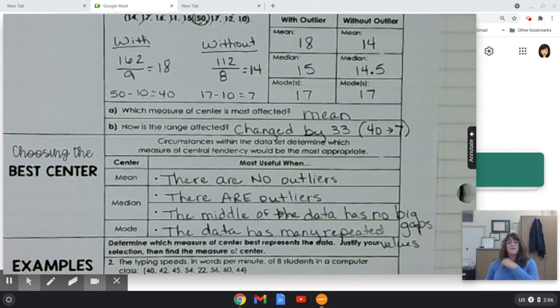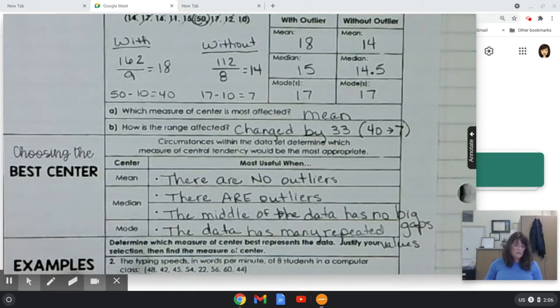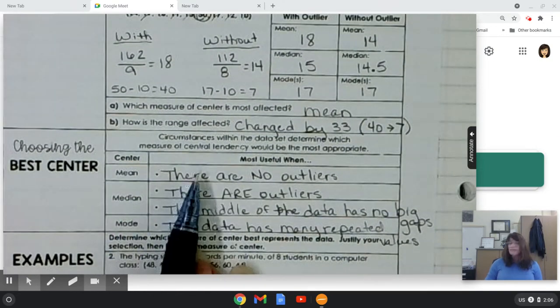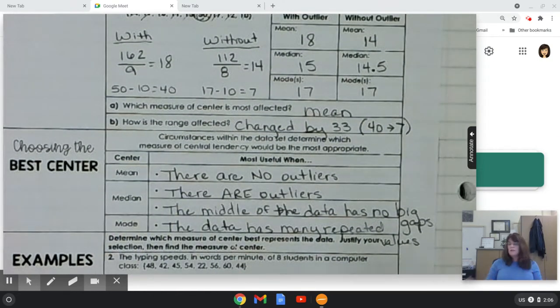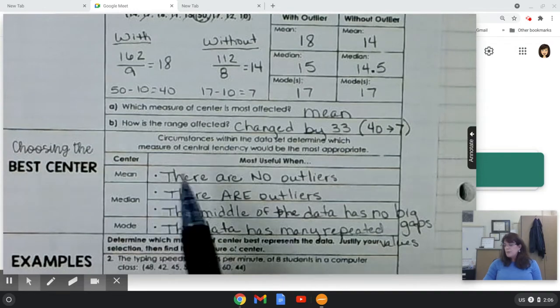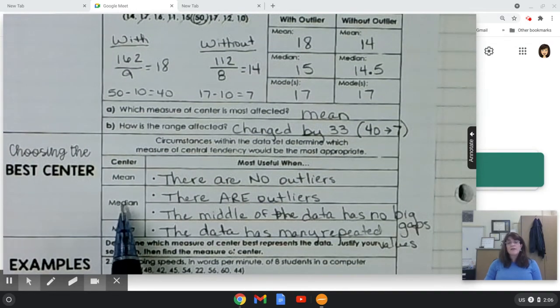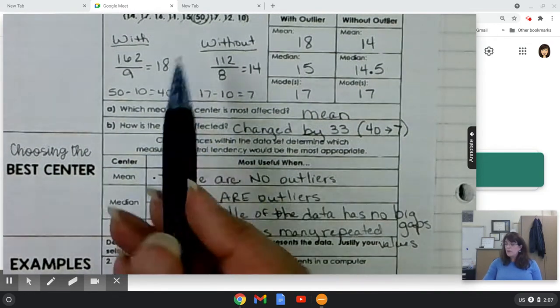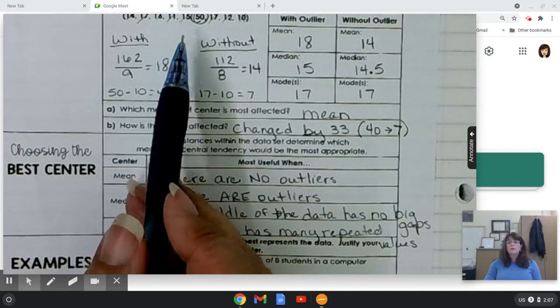So let's think about this logically. If there's nothing weird, if you're very consistent, the mean is incredibly accurate, and we use it for all kinds of statistics. The median is the best choice if there's an outlier, like the example above.